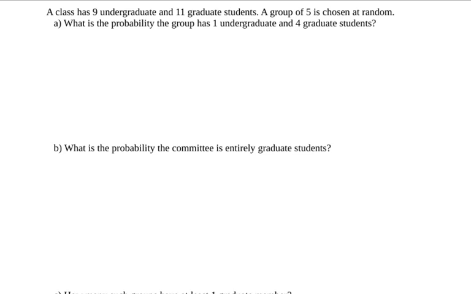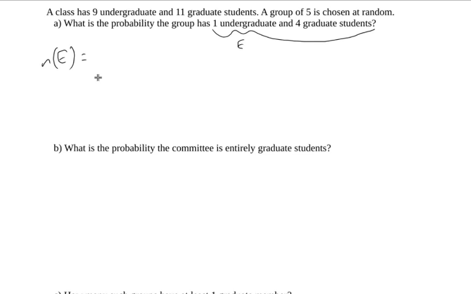A class has 9 undergraduate and 11 graduate students. A group of 5 is chosen at random. What is the probability that the group has 1 undergraduate and 4 graduate students? So the group having this many of each student, that's going to be my event E.